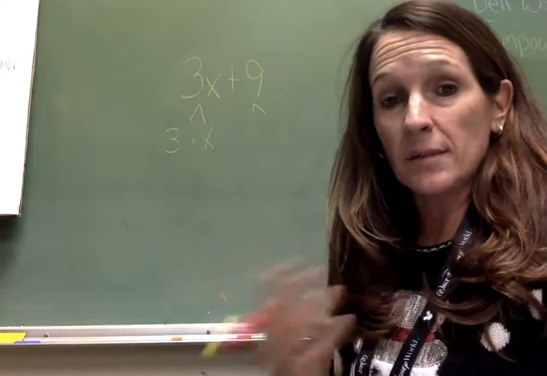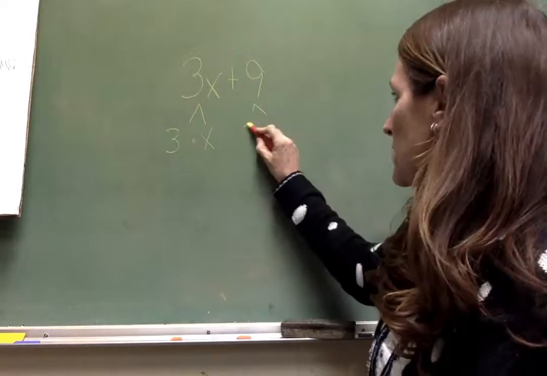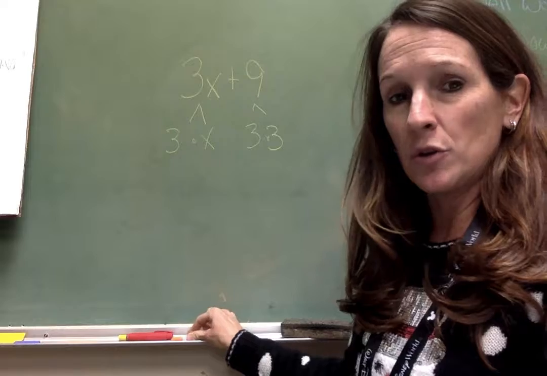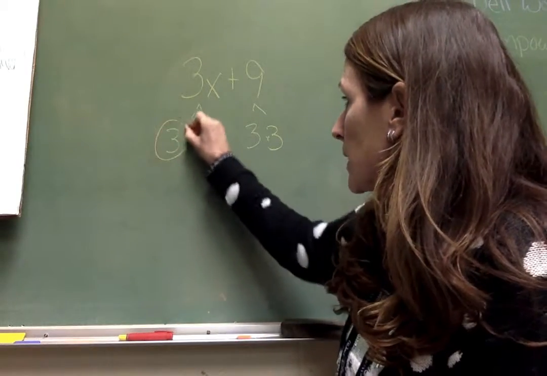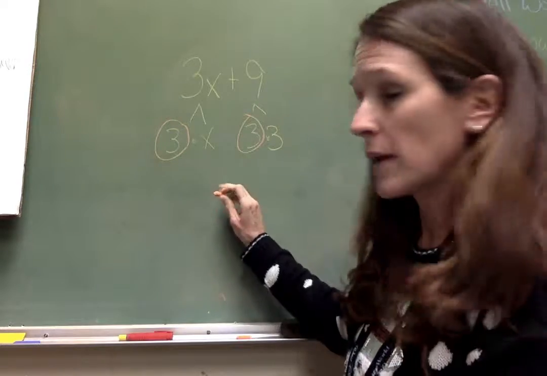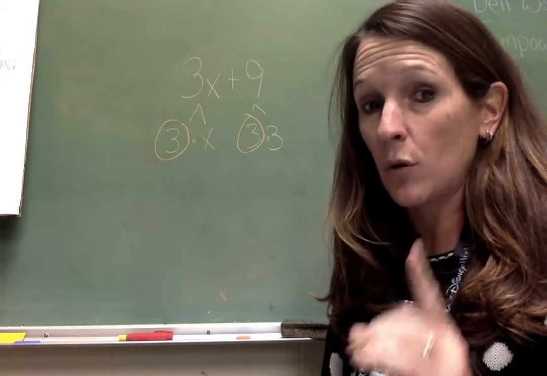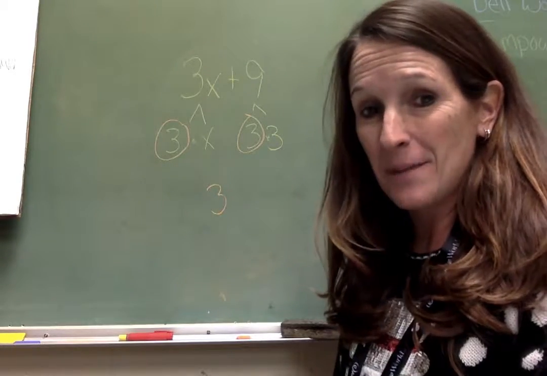You need to think, what times what gives me 9? Yeah, 3 times 3. That's it. 3 times 3. Okay. The second step I want you to do is circle what they have in common and bring it down. So I have a 3 and I have a 3. They have a 3 in common. Remember, we only bring one down. Do not bring them both. One. Because basically I'm saying they have a 3 in common.